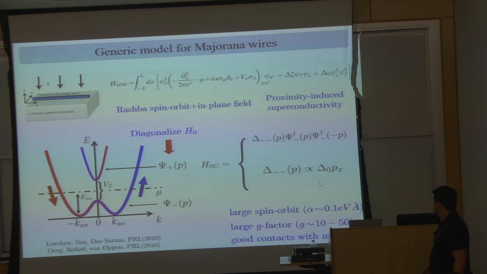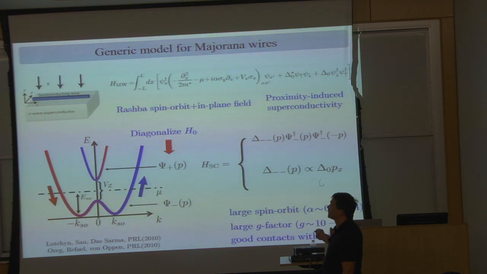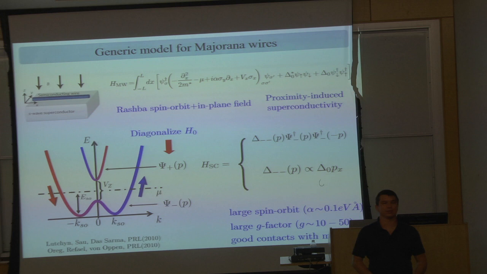Now, these are the requirements for materials. Materials should obviously have large spin-orbit coupling. We also would like to have a large g factor in semiconductors so that this term will be appreciable. And we also want good contacts with metals so that this induced gap will be large. And that's it. These are garden variety semiconductors, which have been studied in condensed matter for the last 50 years. We know a lot about their properties. We can tune density, we can tune chemical potential.